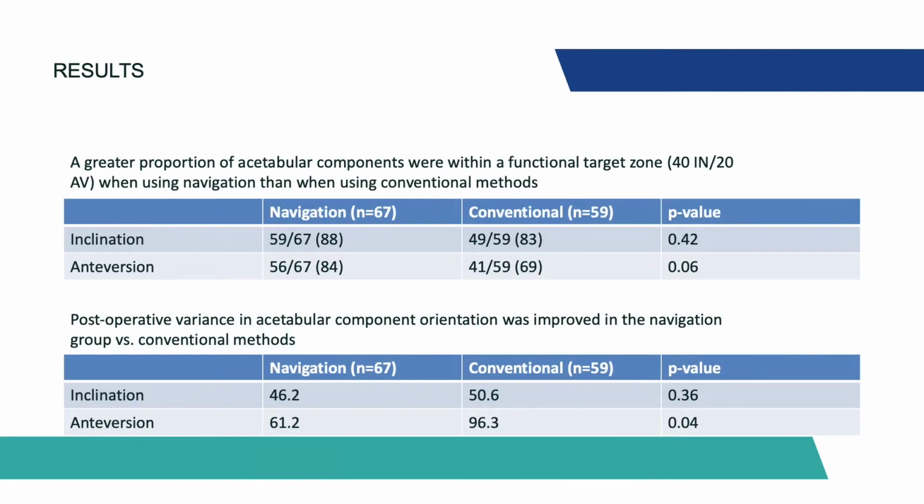Here you can see our proportion of acetabular components within the safe zone. You can see that in both inclination and anteversion, they trended towards improvement in the navigation group compared to the conventional group. Although this came close in the anteversion group, this only trended towards significance and did not reach this. Postoperative variance in the acetabular component orientation was improved in the navigation group as well, and this actually reached significance in the anteversion group, comparing the navigation and control groups.